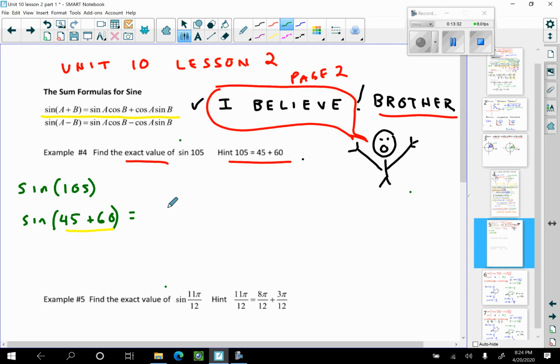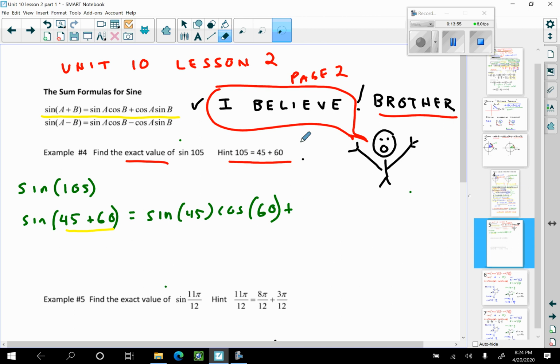This is going to be the sine of 45 degrees, sine of the first angle times cosine of the second, plus the cosine of the first, so cosine of 45, times the sine of the second. It wouldn't have mattered order, but I'm just going to follow this formula: sine of the first, cosine of the second, cosine of the first, sine of the second. Just keep some order to things.